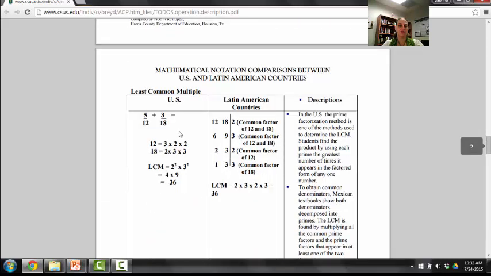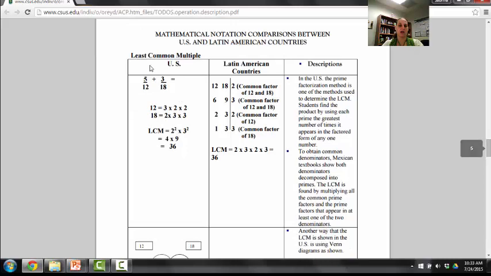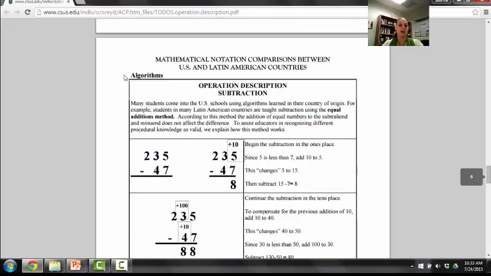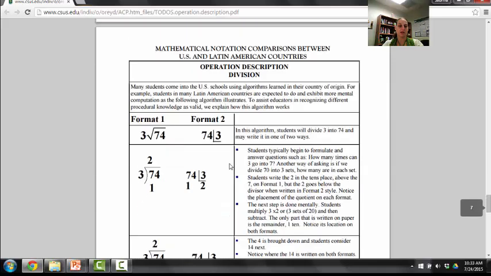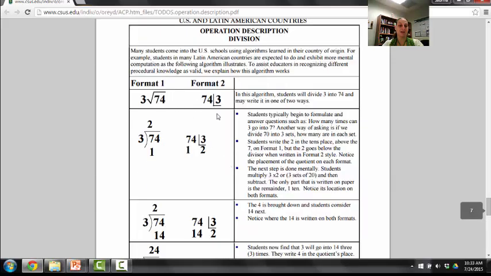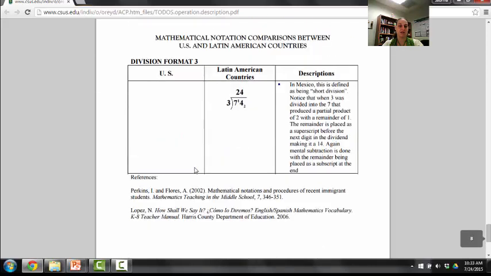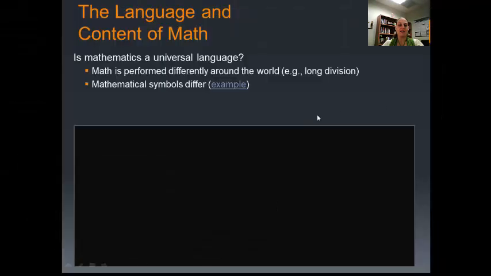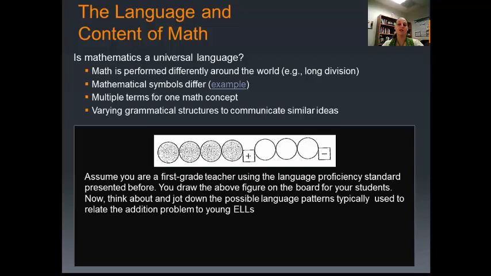And this document goes through other ways in which, for example, least common multiples are different, algorithms are different, and the formats in which you write aspects of math are different. And so hopefully that showcases to you that there's a lot to do with math that is different in different countries. There also are multiple terms for one math concept, and the grammatical structures that we use to communicate some of the ideas can change. So let me give you an example.